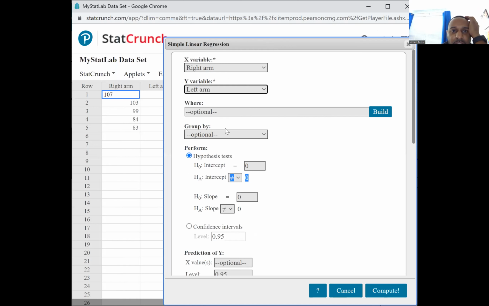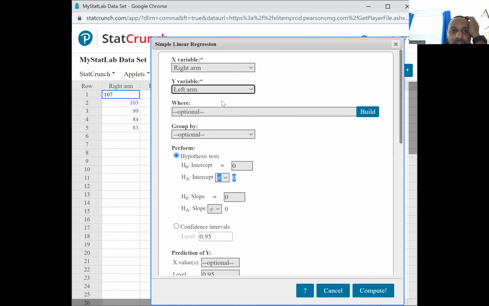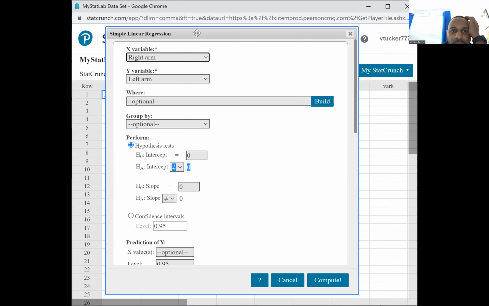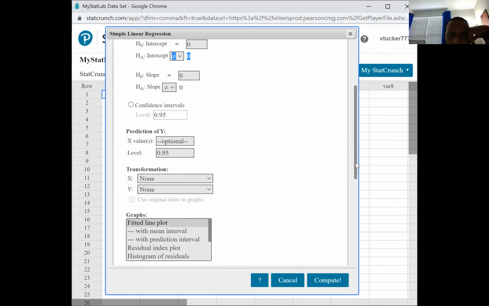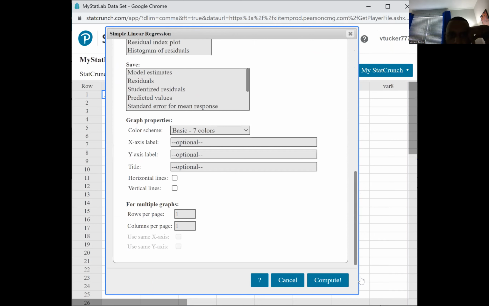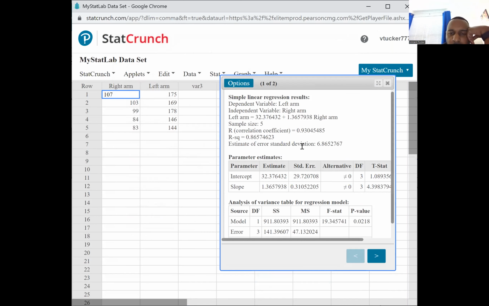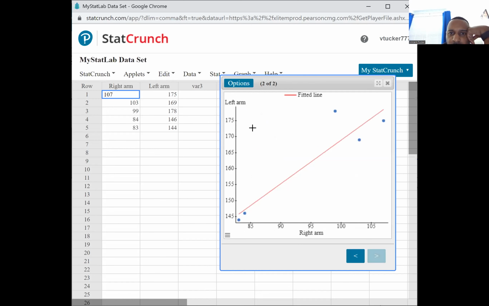Those are the categories that we have. The first category is our right arm, that's X. Second one is left arm, that's Y. Don't need anything with hypothesis testing. I think that's all we do right now. Okay, compute. And so it gives us all the information that we need. Correlation coefficient is right here. R squared is right here. And then this is our scatter plot with the best fit line.